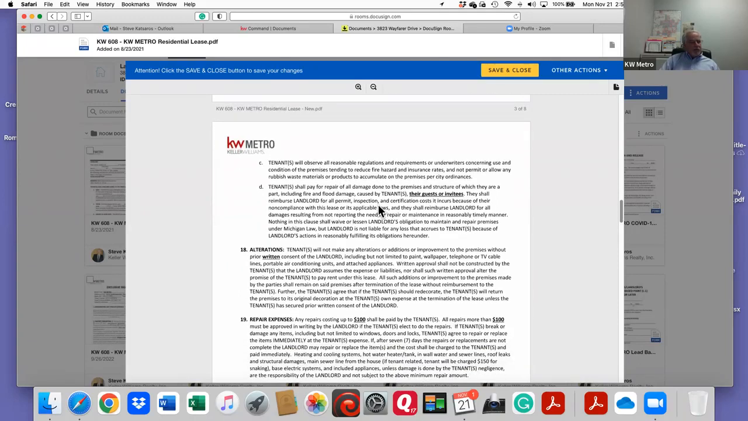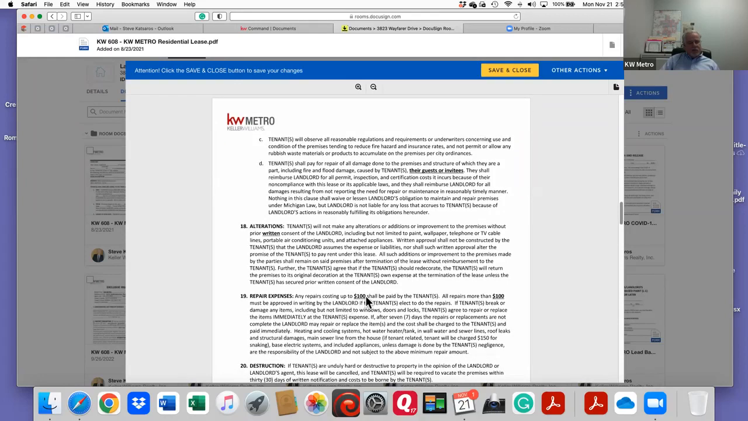Who pays for what repair? Some leases, you have to be very careful. They want the tenant to pay the first $100 of every repair, right? So I always have a problem with that. In our lease, we've structured it so that any repairs costing $100 or less shall be paid by the tenant. All repairs more than $100 must be approved in writing by the landlord, except, okay, if it's the heating and cooling system, a hot water tank, in-wall sewer lines, roof leaks, structural damages, or the main sewer line from the house, if not tenant related, those will be done by the landlord.